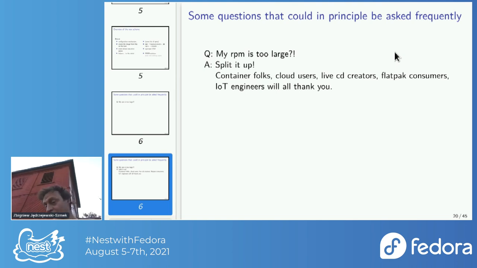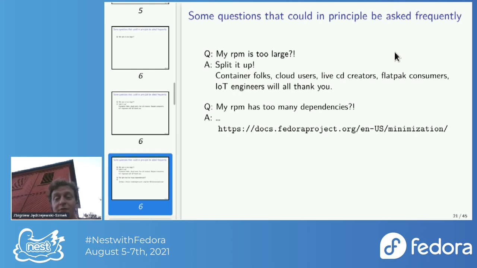This doesn't benefit just this use case, but it benefits container images, cloud installations, live CDs, Flatpaks, embedded devices, and so on. Or if the RPM has too many dependencies, we actually have a council objective to minimize stuff. And we have graphs and so on, and people try to reduce the dependency tree. And again, if we do it there, it helps here, and vice versa.